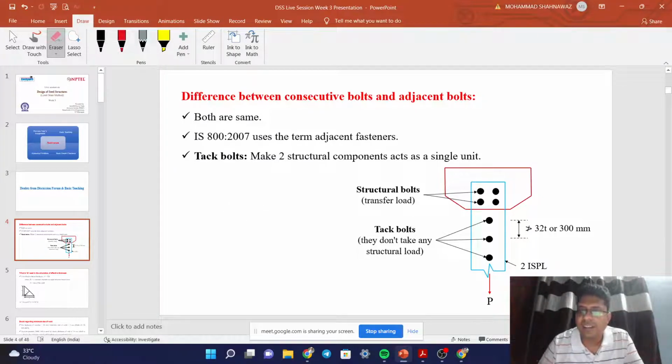Now in the case of tack bolts, the purpose of the tack bolt is to make structural components act as a single unit. Here you can see that the pitch should not be greater than 32T. We are allowing some more pitch because these bolts are not designed to carry the structural loads, so it can be kept further.